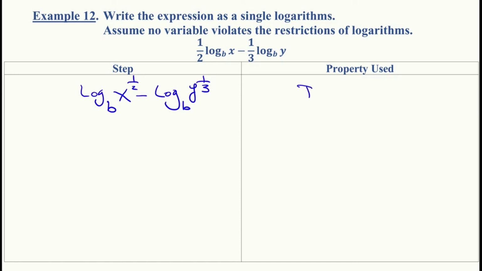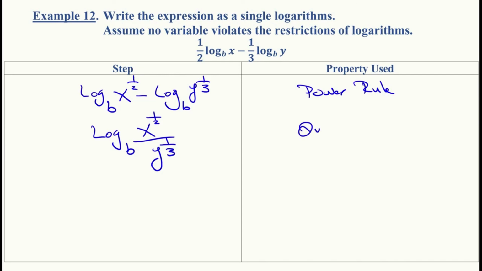And here we just applied the power rule, so let's keep track of it. And now we're going to go ahead and apply the quotient rule since it's a difference. So we're going to get log base b of x to the 1/2 over y to the 1/3. There we just used the quotient rule.